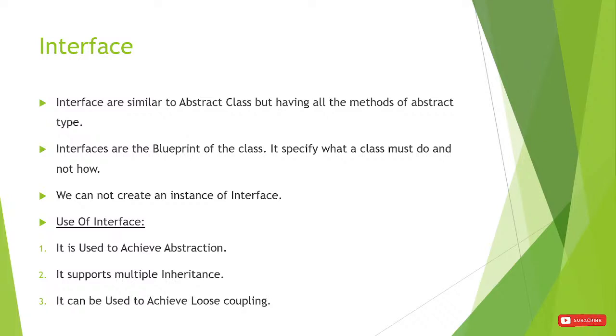Suppose we have a parent class and a child class. Whatever changes we make in the parent class will not be reflected in the child class, okay? That is the simple meaning of loose coupling. So these are the three uses of the interface: it is used to achieve abstraction, it supports multiple inheritance, and it is used to achieve loose coupling, okay?